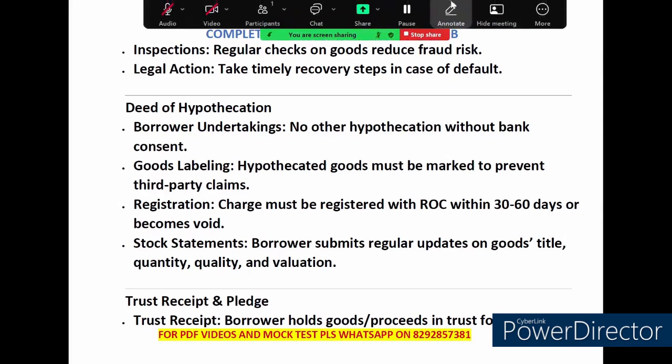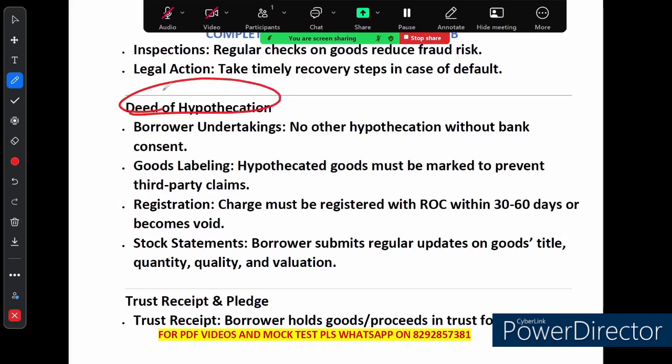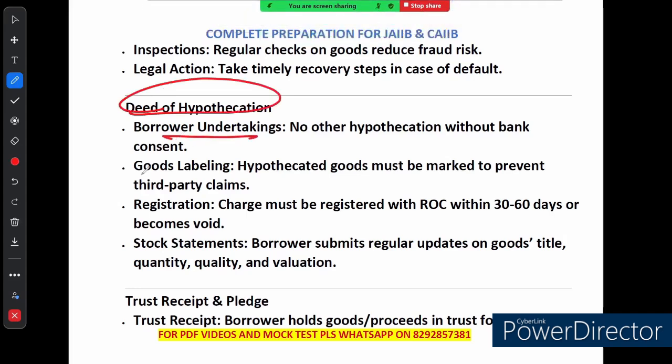Next is the deed of hypothecation. See, the borrower must not hypothecate the goods to anyone else without the bank's consent. Next is goods labeling. The goods must be labeled to show they are hypothecated, preventing any claim from a third party. So goods labeling is a must.